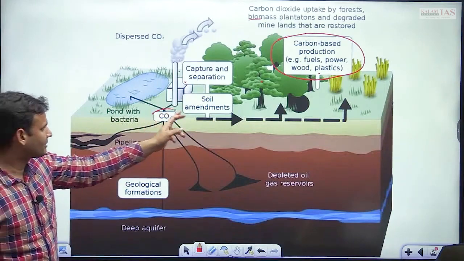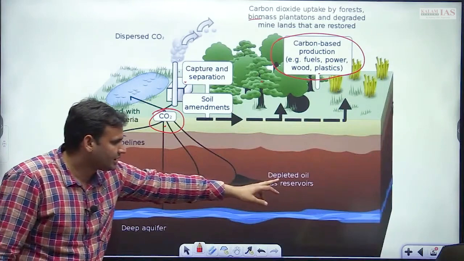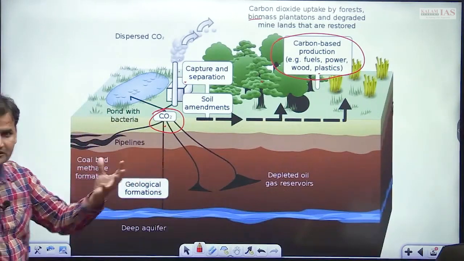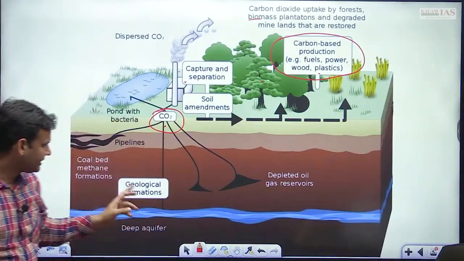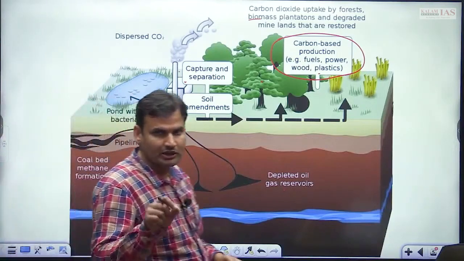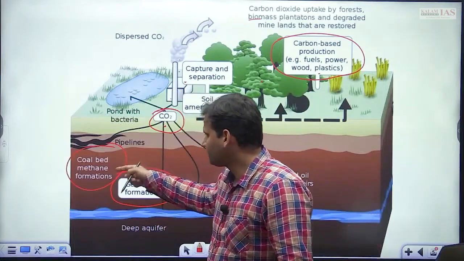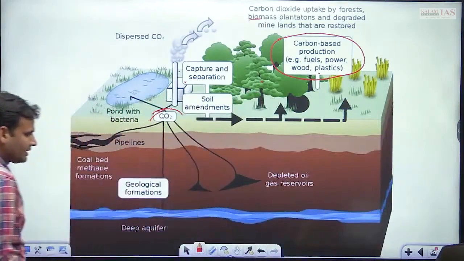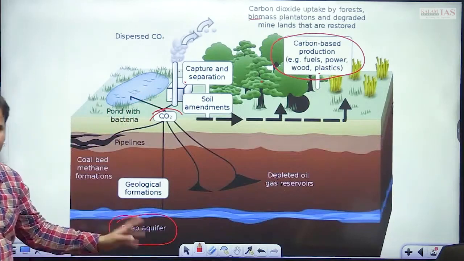And this carbon dioxide can be pumped into depleted oil and gas reservoirs. The carbon dioxide which has been captured by employing different techniques or technologies can be stored in geological formations, for example the now depleted mines. We also have coal bed methane formations. And carbon can also be stored in deep aquifers.